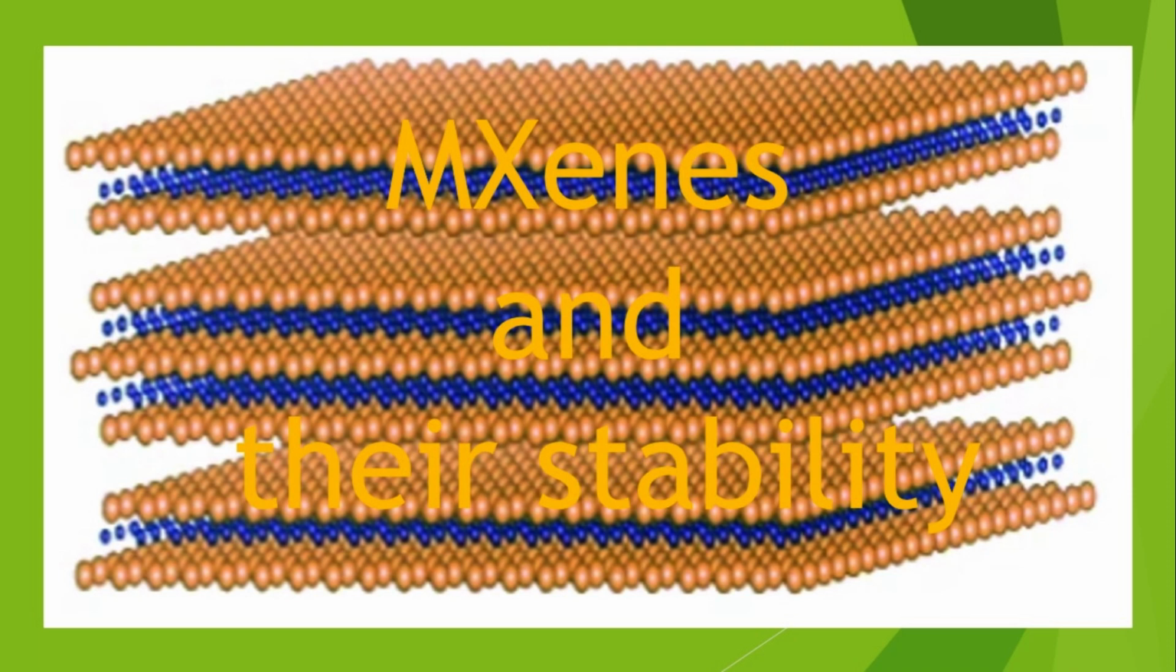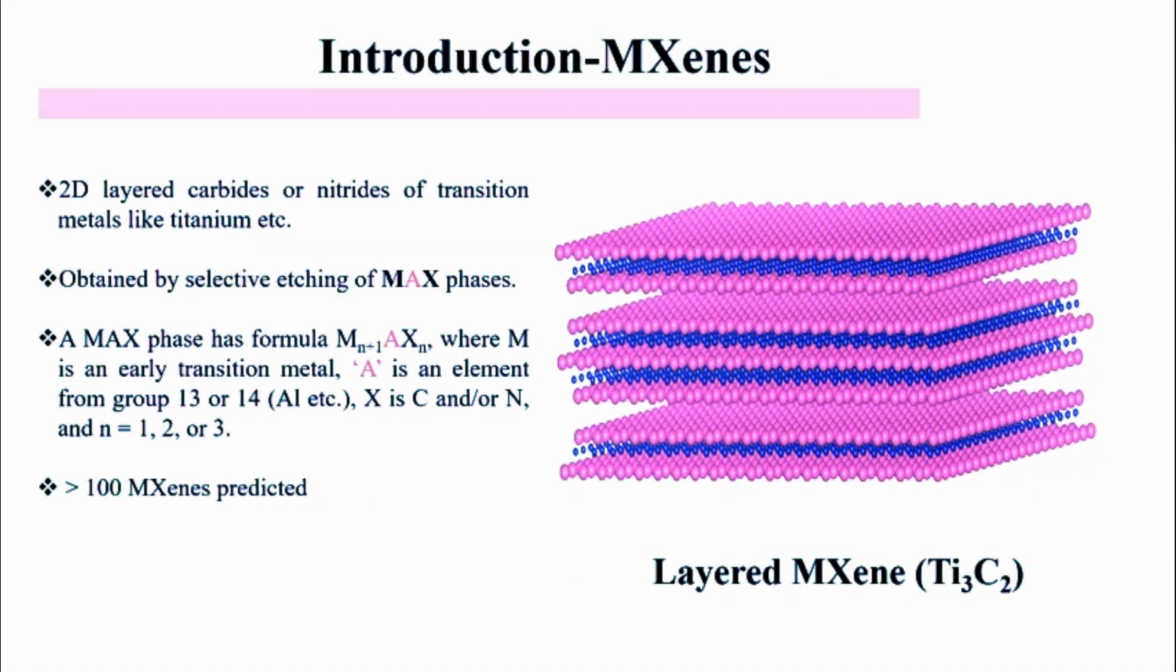Hello friends. Today I am going to discuss briefly about MXenes and their stability in PDLC-based smart windows. MXenes are two-dimensional layered carbides and nitrides of transition metal elements like titanium, etc. And these are obtained by the selective etching of the MAX phases.